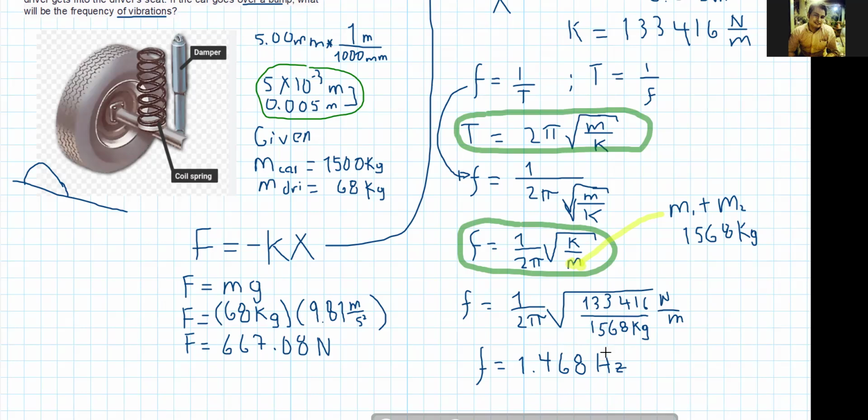So if we have more people inside of a car, this mass will increase and it affects the frequency, okay? So the answer for this exercise, which is asking for the frequency of vibration, is this one. The frequency of vibration in this exercise is 1.468 hertz. This is the answer that we have for this exercise, okay? This is everything. Thank you very much.